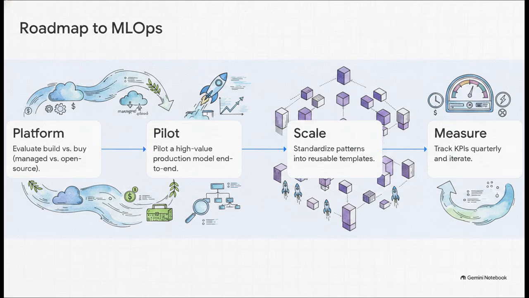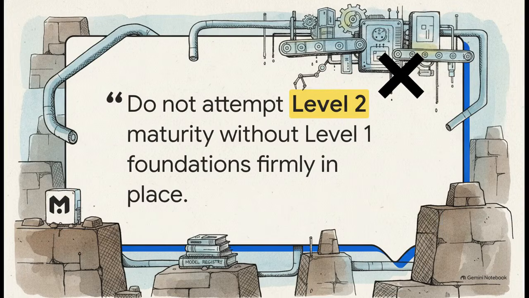Step 3 is codifying those pilot patterns into standard scalable templates across all your ML teams. And step 4 is measuring quarterly KPIs, things like deployment frequency and recovery time, so you can just continuously iterate and improve. Our source material actually issues a really pragmatic warning right here, and I want to quote this directly. Do not attempt level 2 maturity without level 1 foundations firmly in place. Basically, you got to walk before you can run.